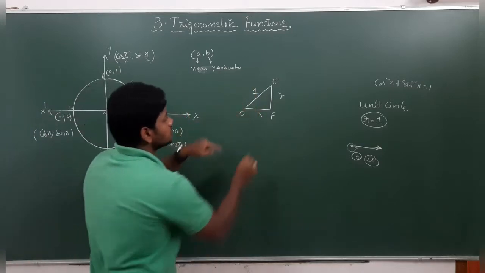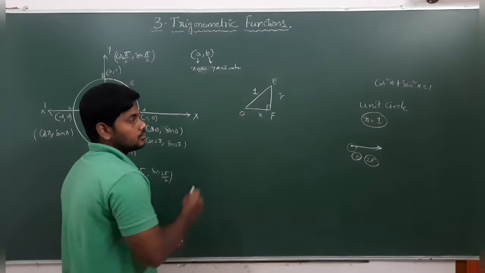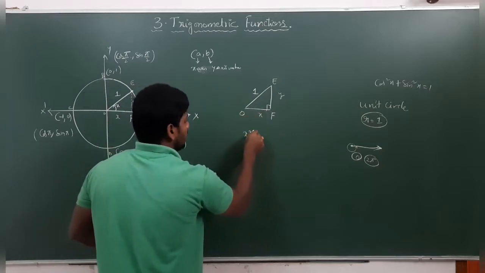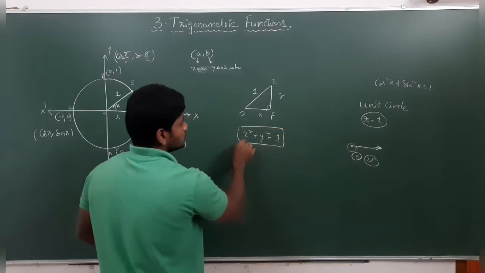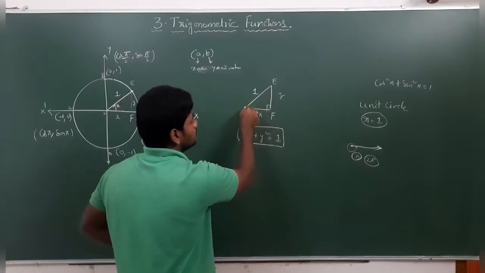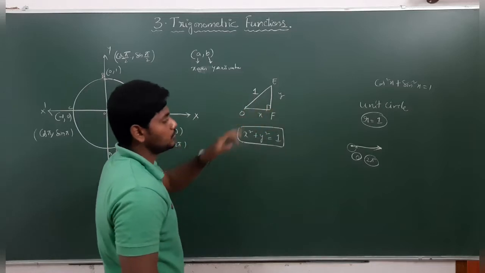Now, according to this right angle triangle, what can we write? We can write x square plus y square equal to 1. So side square plus side square is equal to hypotenuse square, right? X square plus y square equal to 1 we can write.